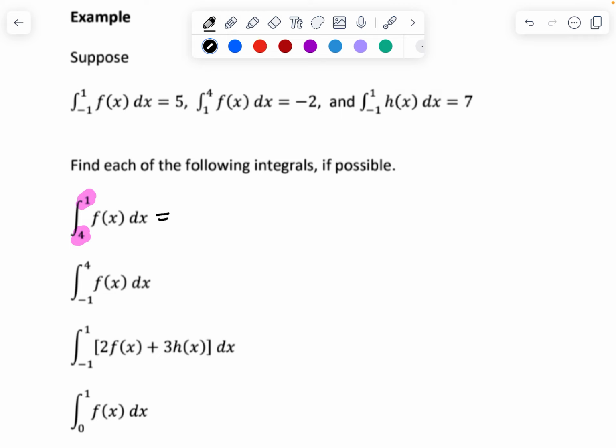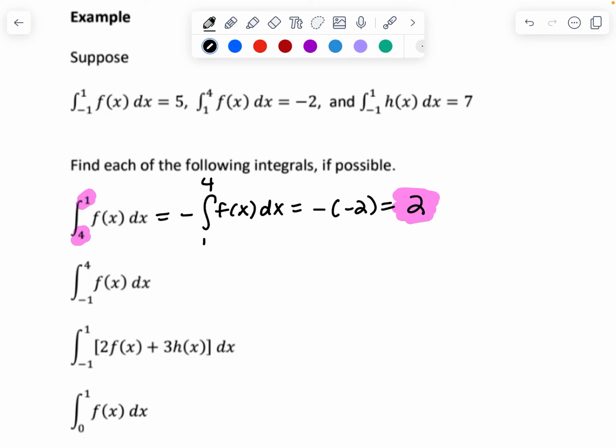So the very first thing I'm going to do is make this the integral from -1 to 4 of f of x dx. And then I'm already told that 1 to 4 is -2, so it'll just be -(-2), and that equals 2. So that's the answer to the first one.